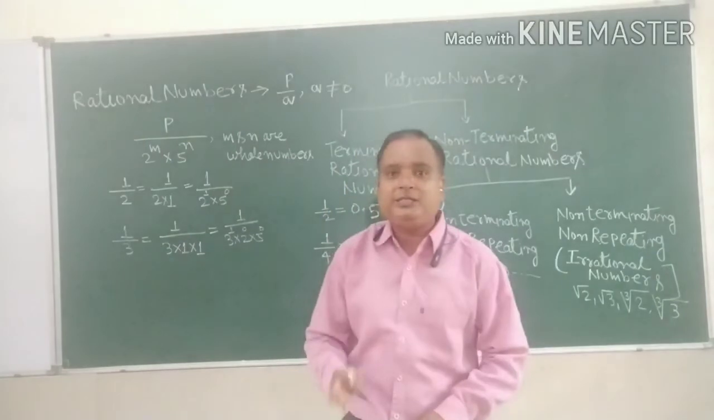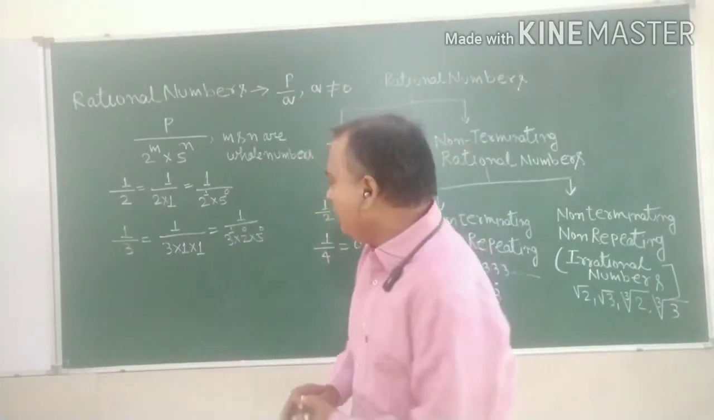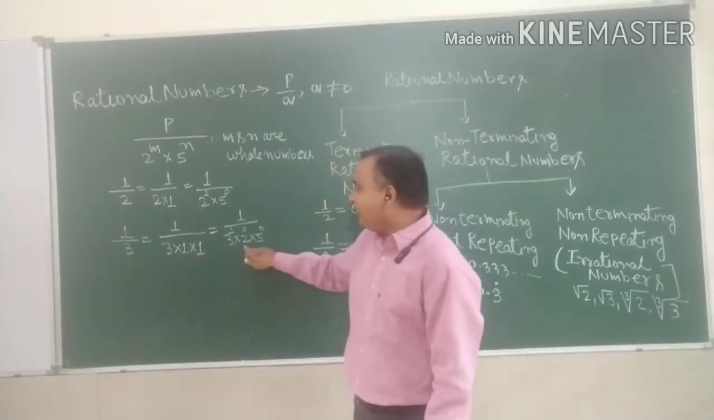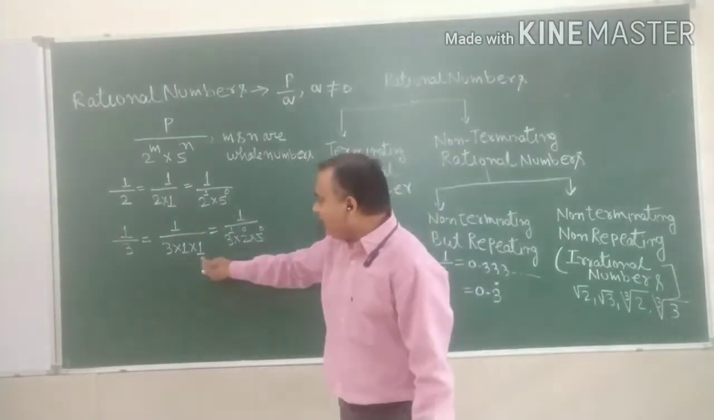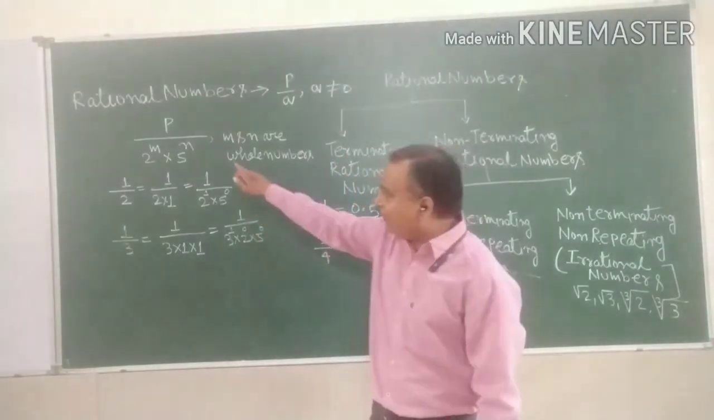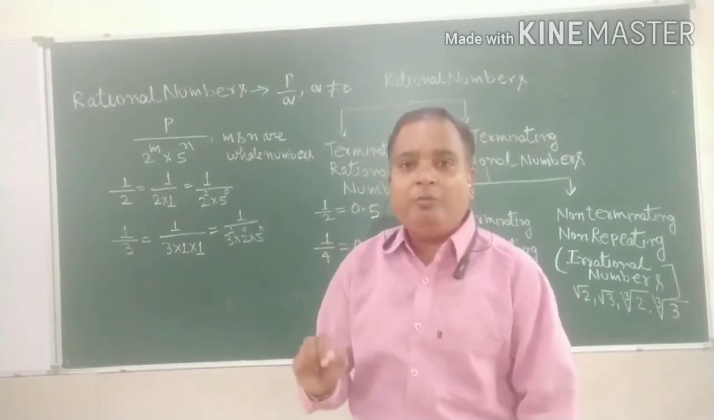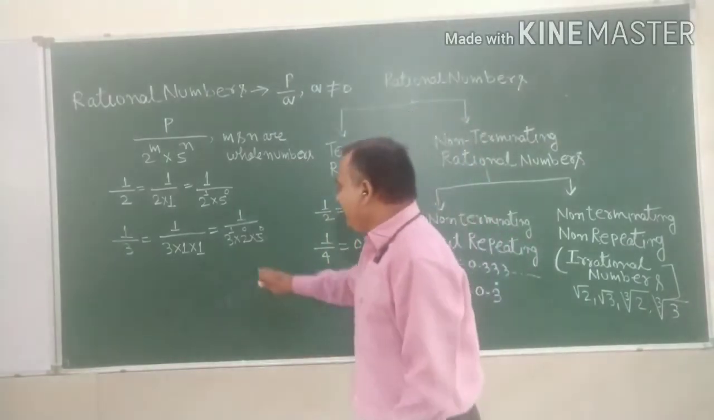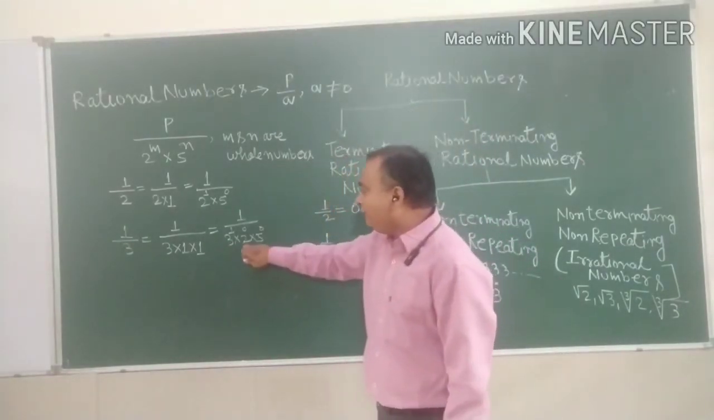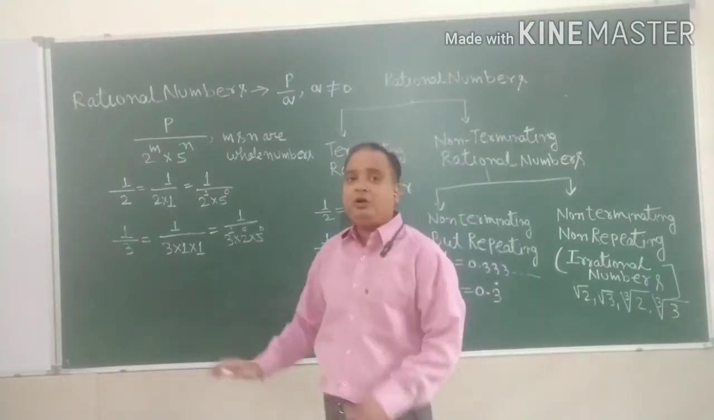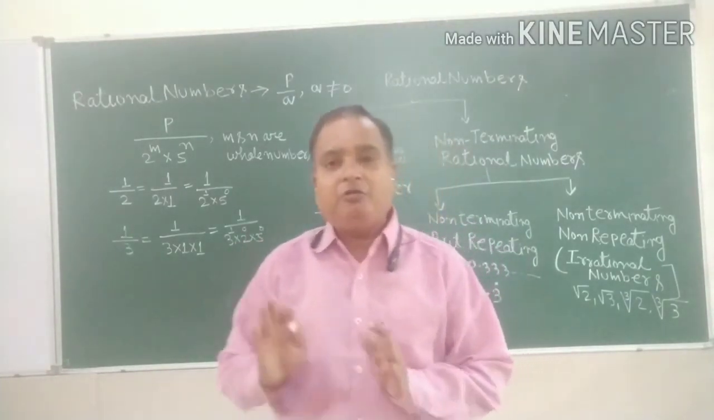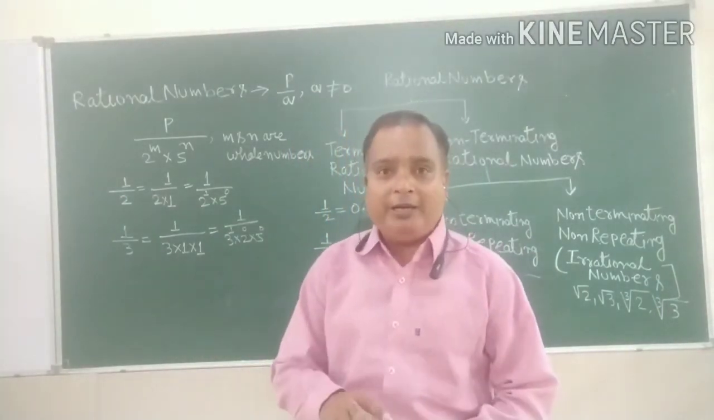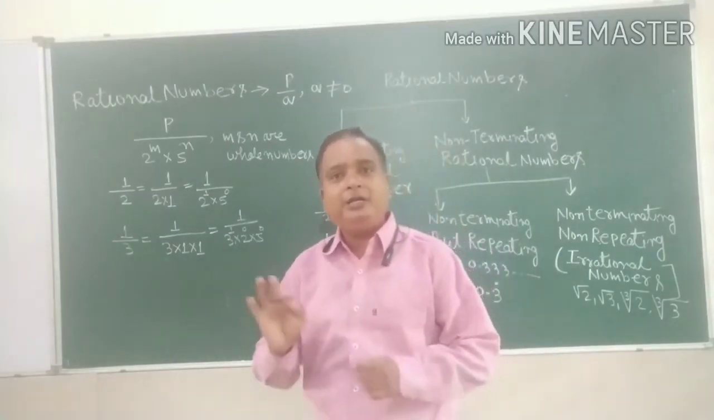We have to check whether it is terminating or non-terminating. Now I can write 3 into 1 into 1. Now this one is represented as 2 to the power 0. This one is represented as 5 to the power 0. Now look at the criteria. In the criteria, the denominator should be represented only in powers of 2 and 5. But here the denominator is represented by powers of 2, 5 as well as a power of 3. So we can say 1 upon 3 is not a terminating rational number. Either it may be non-terminating repeating, or it may be non-terminating non-repeating.